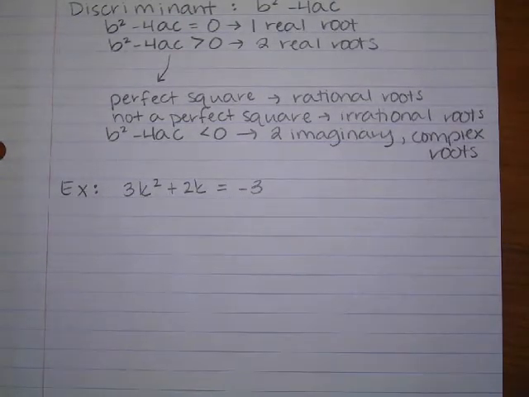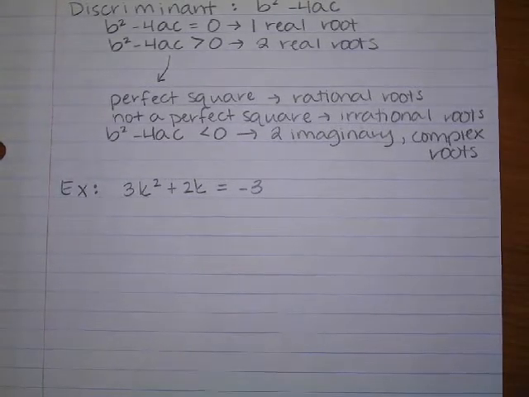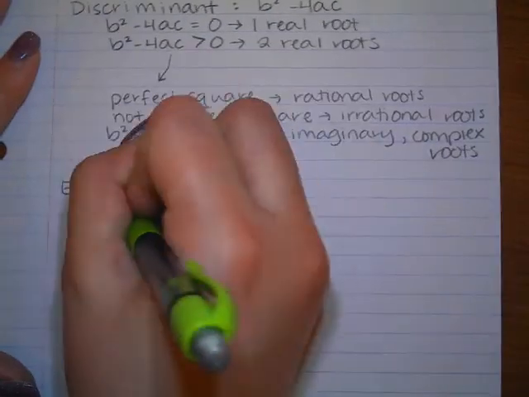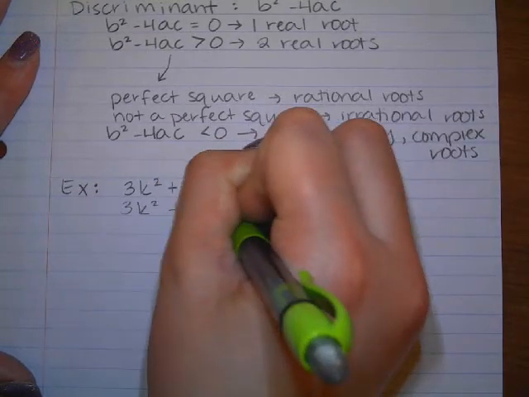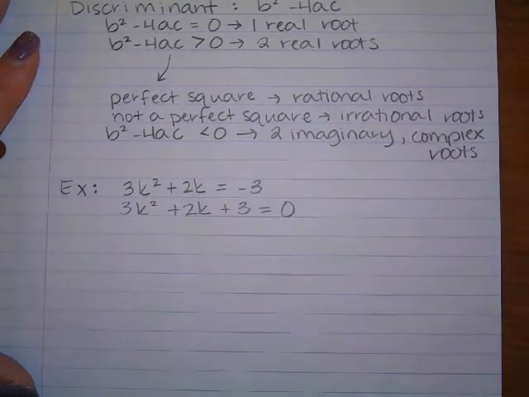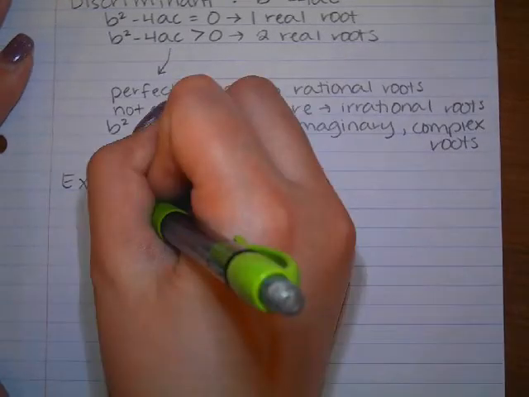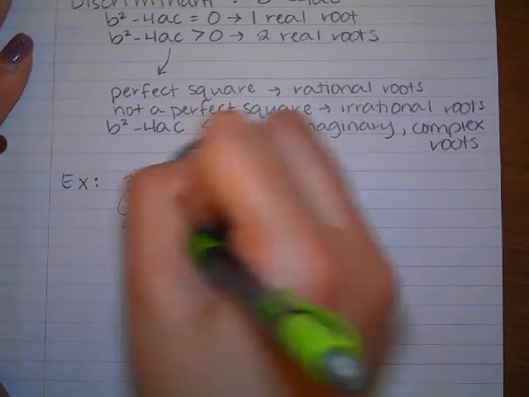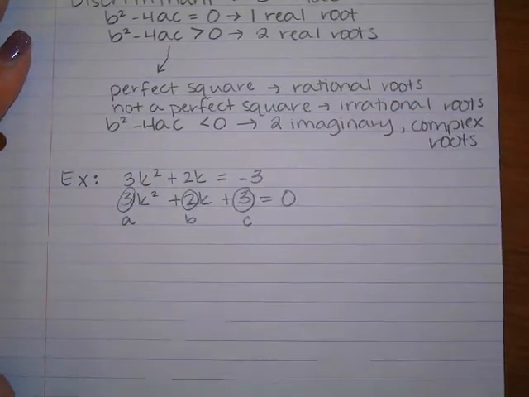So we've got 3k squared plus 2k minus equals negative 3. And what do we have to do first? Add the 3, right? Make it equal 0. Okay. So 3k squared plus 2k plus 3 equals 0. And then this is our A, this is our B, this is our C.